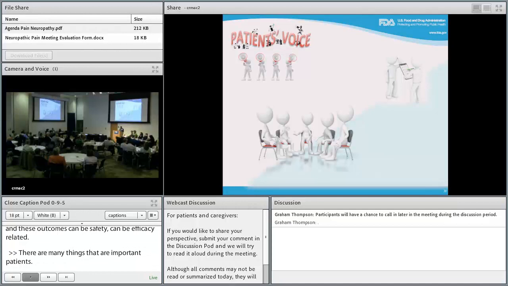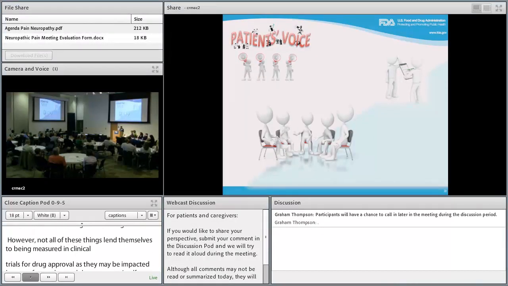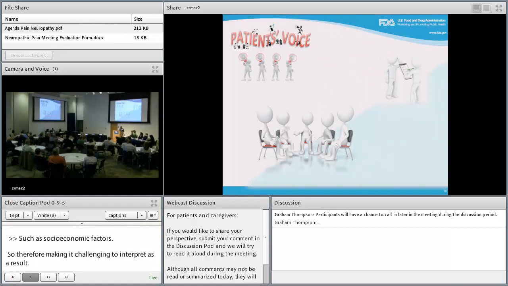There are many things that are important to patients that are discussed during PFDD meetings. However, not all of these things lend themselves to being measured in clinical trials for drug approval, as they may be impacted by many factors beyond the treatment itself, such as socioeconomic factors. So therefore, making it challenging to interpret its results. Here at FDA, we focus on safety and efficacy. So for example, financial well-being may be an important concept to patients, but may not be impacted by treatment in a clinical study setting.